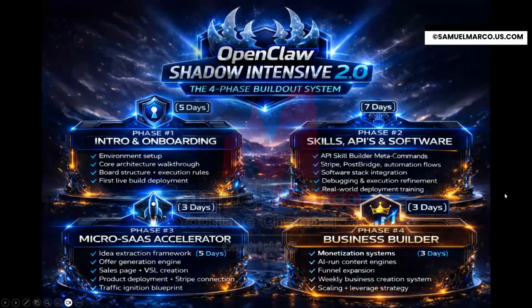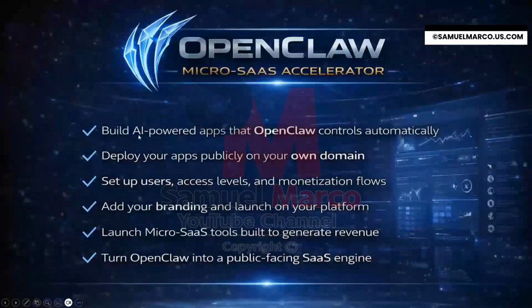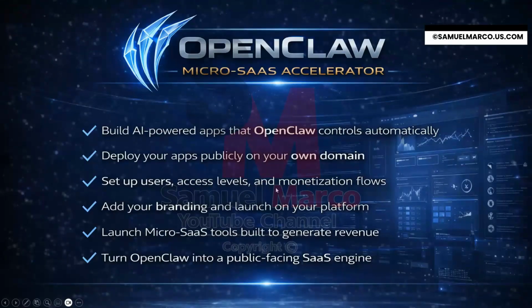All right. So the Micro SaaS Accelerator, you're going to build AI-powered apps that OpenClaw controls automatically. You're going to deploy apps publicly on your own domain. You're going to set up users, access level, monetization flows. You're going to add your branding, launch your own platform. You're going to launch micro SaaS tools to generate revenue and turn OpenClaw into a public-facing SaaS engine so that it can run itself.